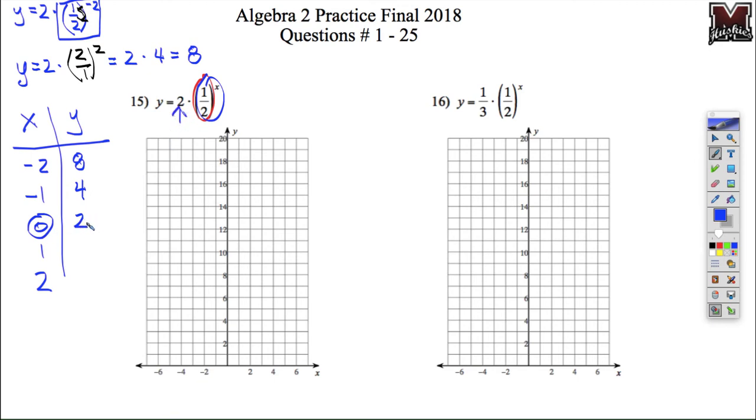So keep taking half and half and half. Half of 2, 1. Half of 1, 1/2. We're done with the table. That was way quicker than the previous problems. And hopefully you already knew that shortcut because that would make your life so much simpler.